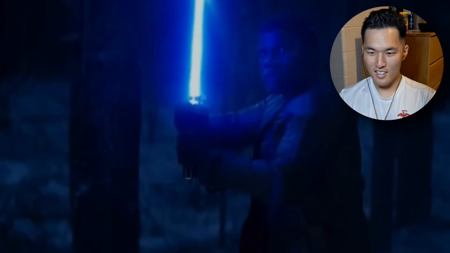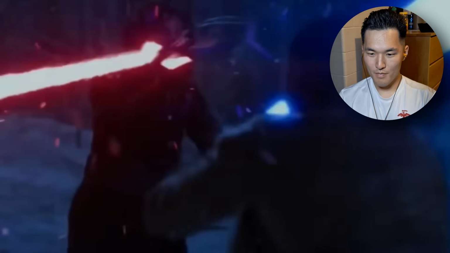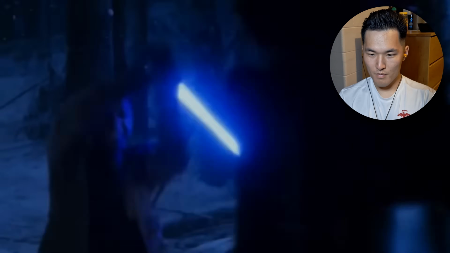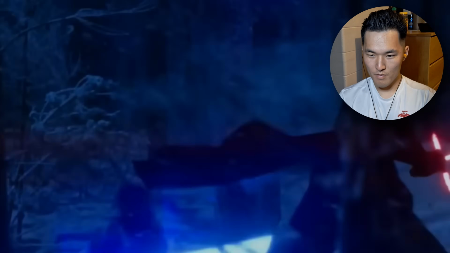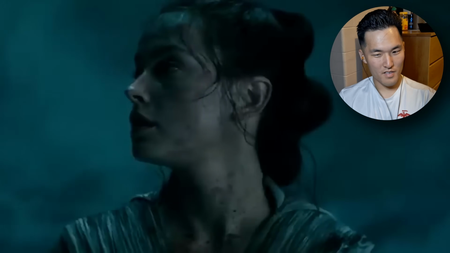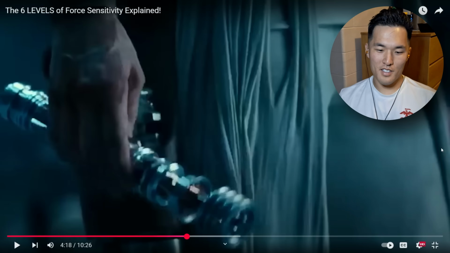Another to fit this tier would be Finn, as hinted at several times throughout the sequels. His mild force sensitivity would explain why he was able to hold his own in a lightsaber duel against Kylo Ren with no formal training. He was also able to connect with Rey and sense impending danger.